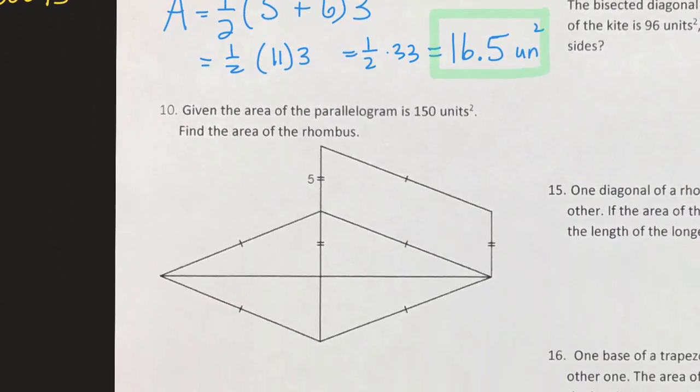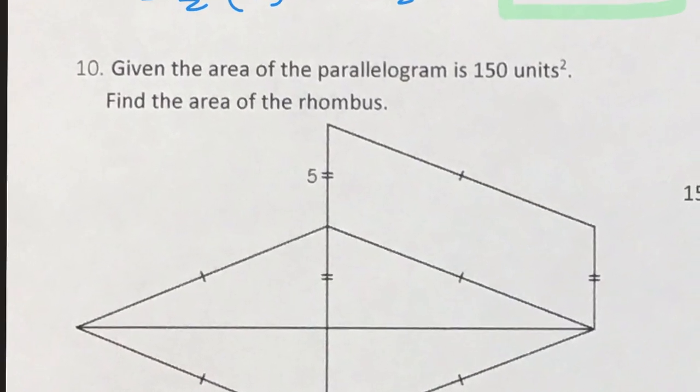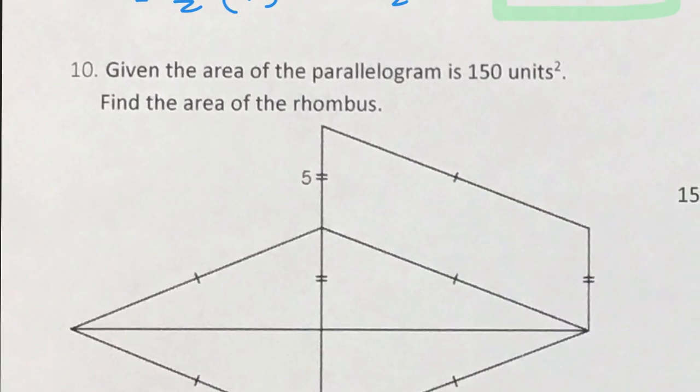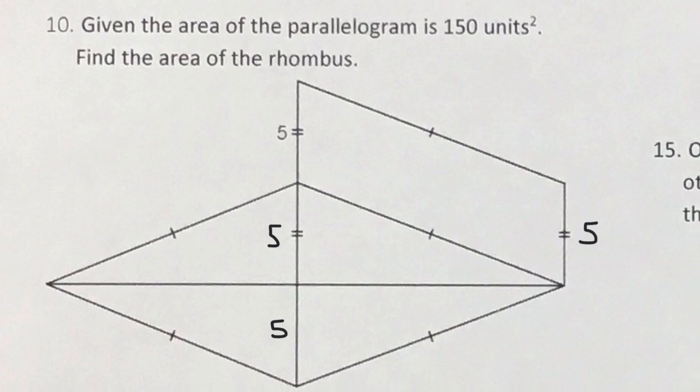Okay, moving on to number 10. Given the area of the parallelogram is 150, find the area of the rhombus. Okay, and we've done something similar to this before. And what do we notice about our double tick marks? That they're all the same. So we have 5, 5, and 5. The bottom one is 5 because it's a rhombus. And a rhombus has diagonals that get bisected, so the top and the bottom are both 5, which is fantastic. We know that the area of our rhombus is 1/2 of diagonal 1 times diagonal 2.